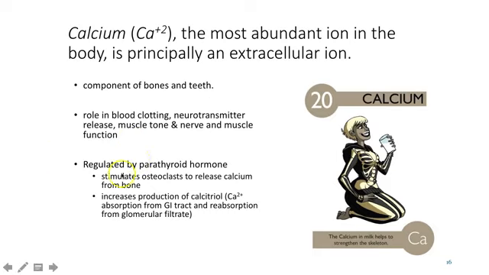It's regulated by parathyroid hormone, which is going to stimulate osteoclasts. And if you remember, osteoclasts are the cells that break down bone. And by breaking down bone, you're simply releasing calcium into the bloodstream. Parathyroid hormone also increases the production of calcitriol. And calcitriol is going to increase your calcium absorption from your gastrointestinal tract, as well as reabsorption of what has been filtered through the glomerulus.